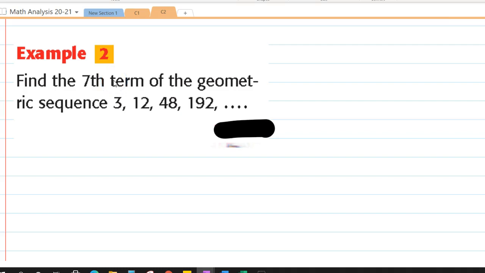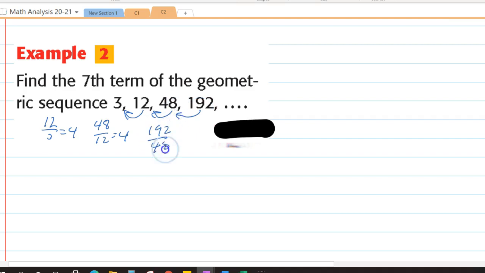Here's another example. They say find the 7th term of the geometric sequence, and they gave us some numbers to begin with. So we start by dividing. 12 over 3 is equal to 4. Do it again. 48 divided by 12 is equal to 4. Just to be safe, 192 divided by 48. This is where calculators come in handy, and that gives you 4.